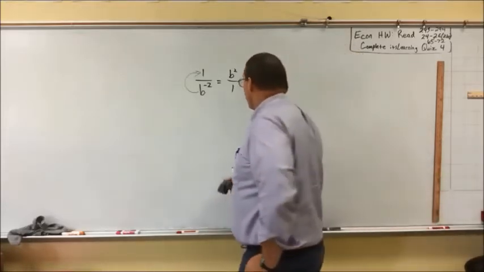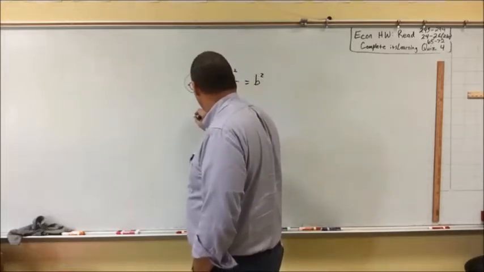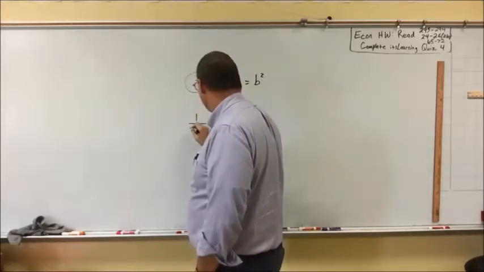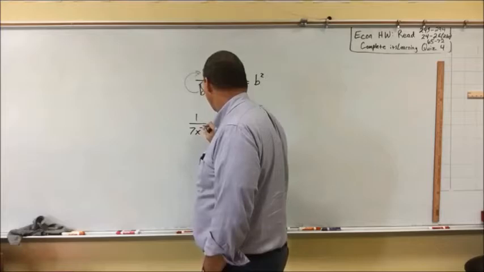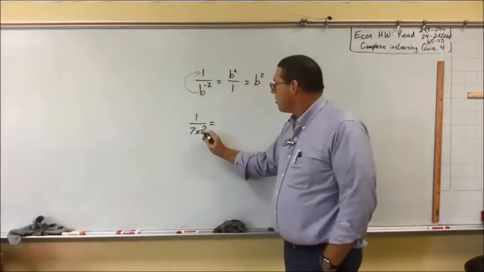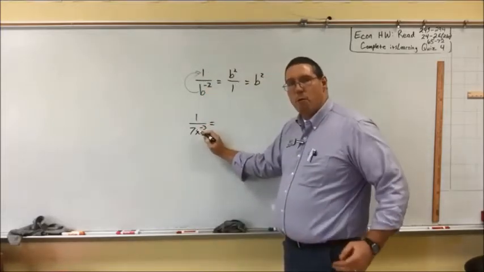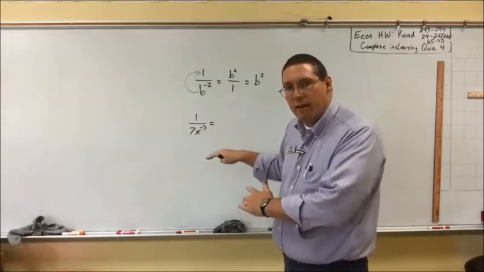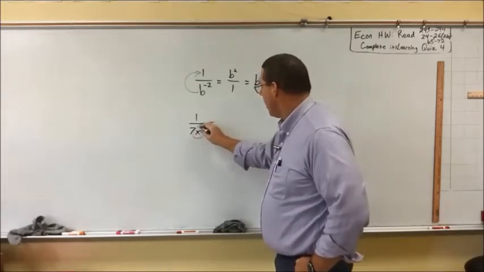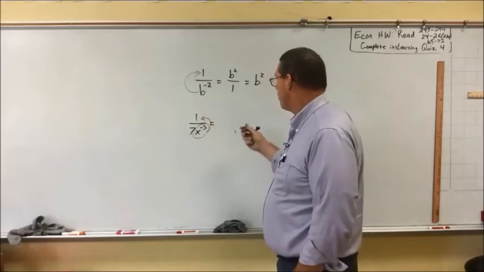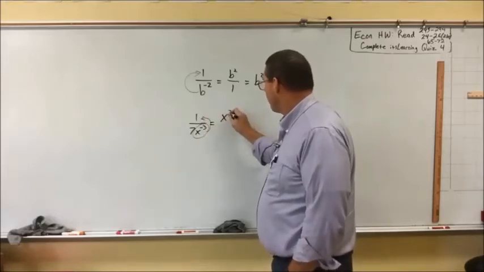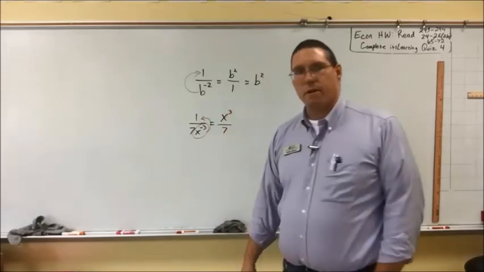Now, if there was a number in the denominator with it, what if we had 1 over 7x to the negative 3 power? Well, the 7 does not have a negative exponent, so the 7 is going to stay in the denominator. And it's only the x to the third that's going to move to the numerator, and it's going to become x to the third power over 7.